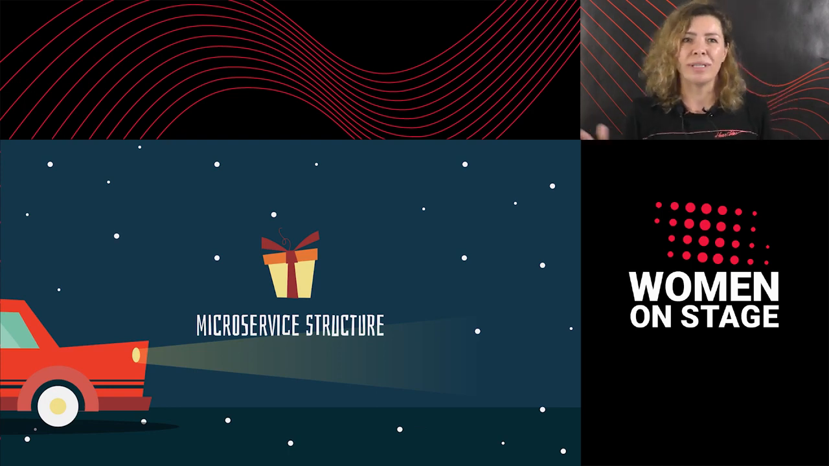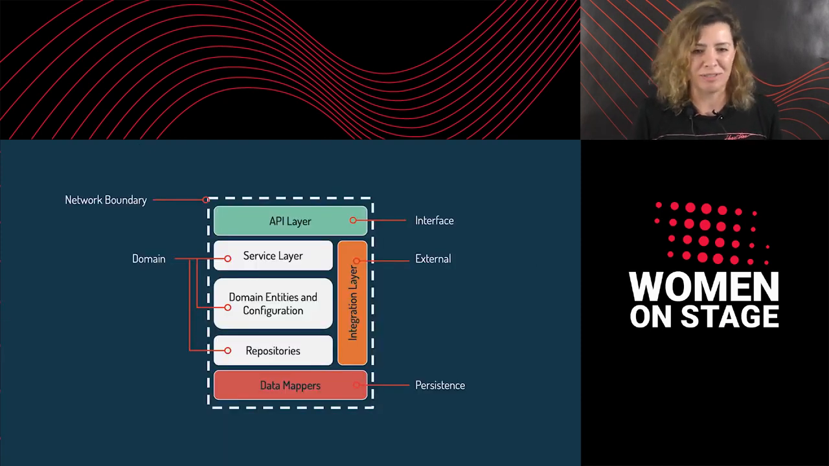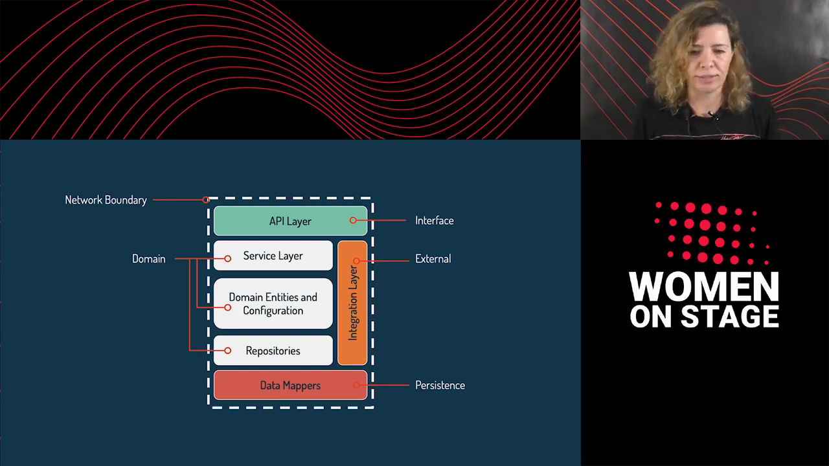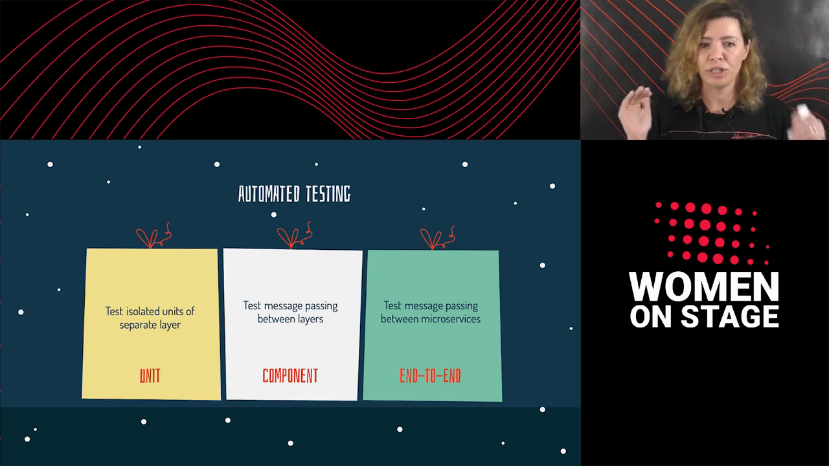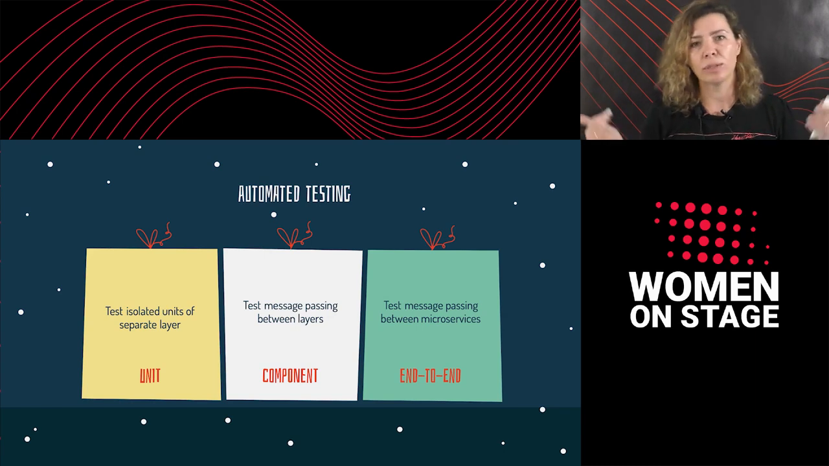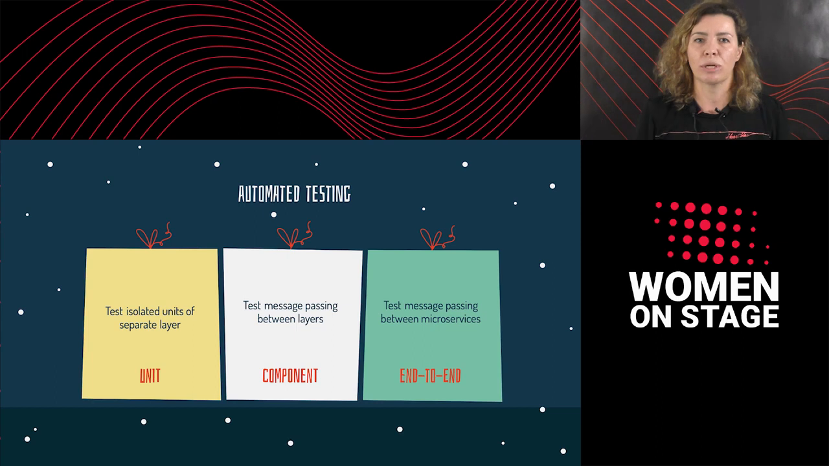But before we dive into testing waters, let's take a look at microservice structure. Most microservices have the same structure. It includes some form of interface, domain, and persistent layers. When it comes to testing, we want to cover each layer separately. We want to cover the communication between services within a microservice, and we want to cover the communication between microservices within the entire application.